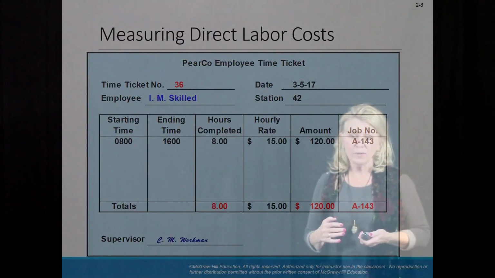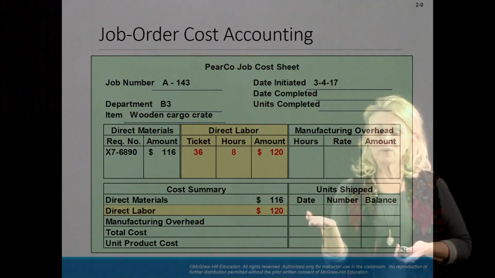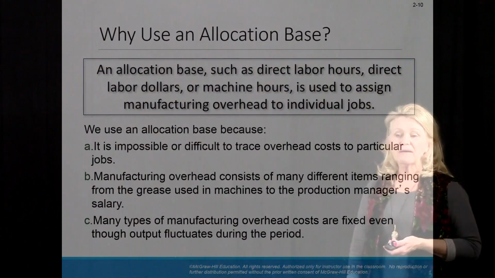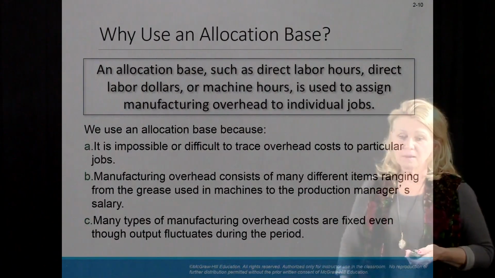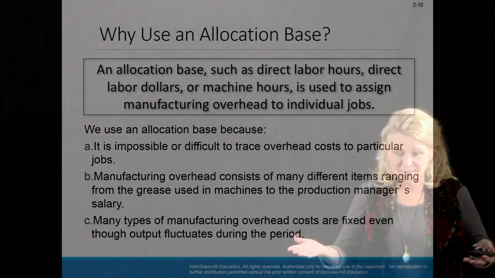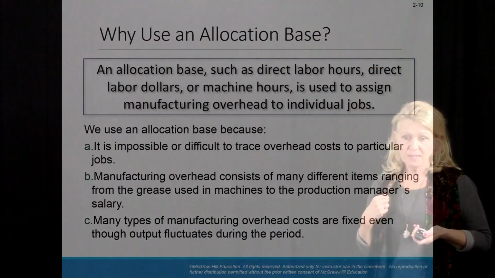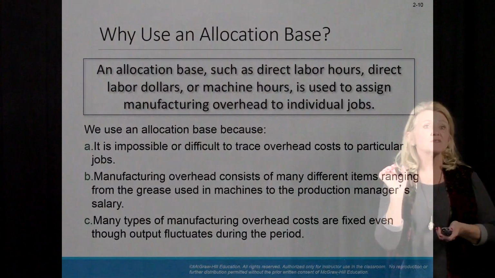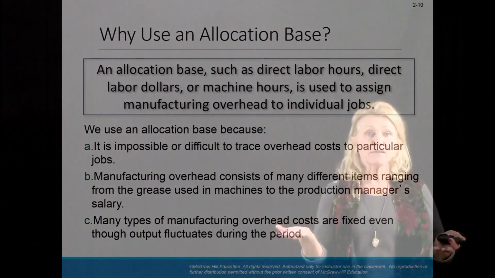All right, so we go on next. So now we have the direct materials rate, $116. We have the direct labor rate of $120. And then we have to figure out how to allocate the manufacturing overhead. So we come up with a basis. We say some way to allocate that. So this company has chosen to allocate overhead costs based on hours of labor. Whether that's a good way to do it or not, each company has to decide for themselves.